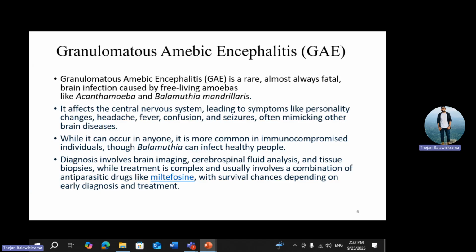Well, headache and fever. Yeah, fever, that's normal fever, you know. And confusion. When it comes to confusion, what is that situation?